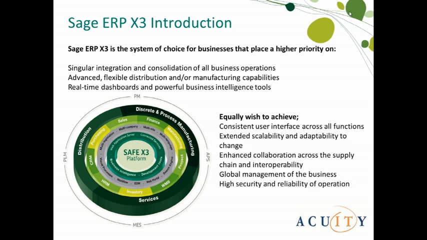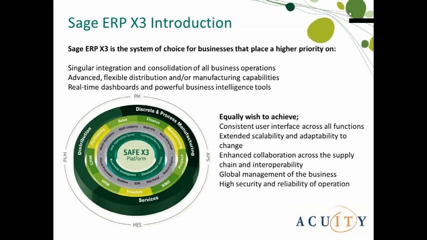And this brings us on to the other international product in our range, which is Sage ERP X3. Now, this really is a product of choice for businesses that will place a higher priority on singular integration and consolidation of all business operations. Now, particularly what we mean by that is that the other two solutions that I've shown to you today, both Sage 200 and Sage ERP 300, are indeed multi-company products by default.